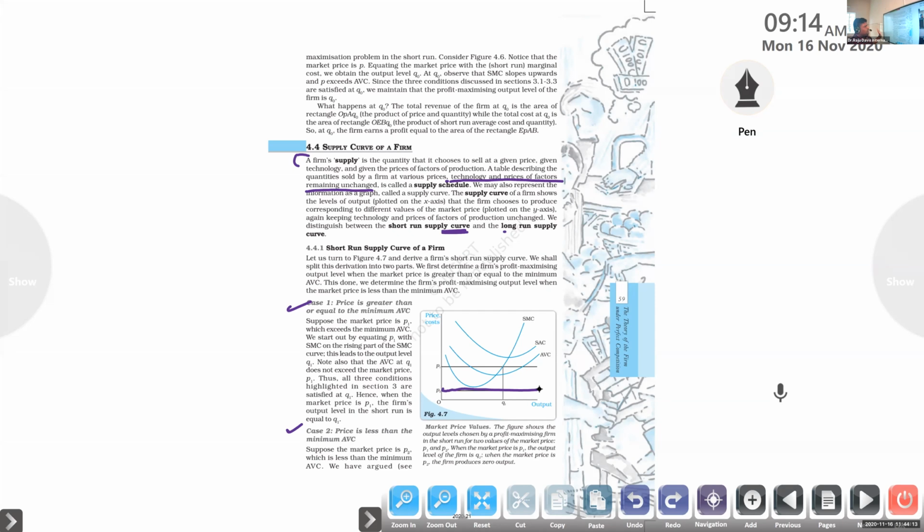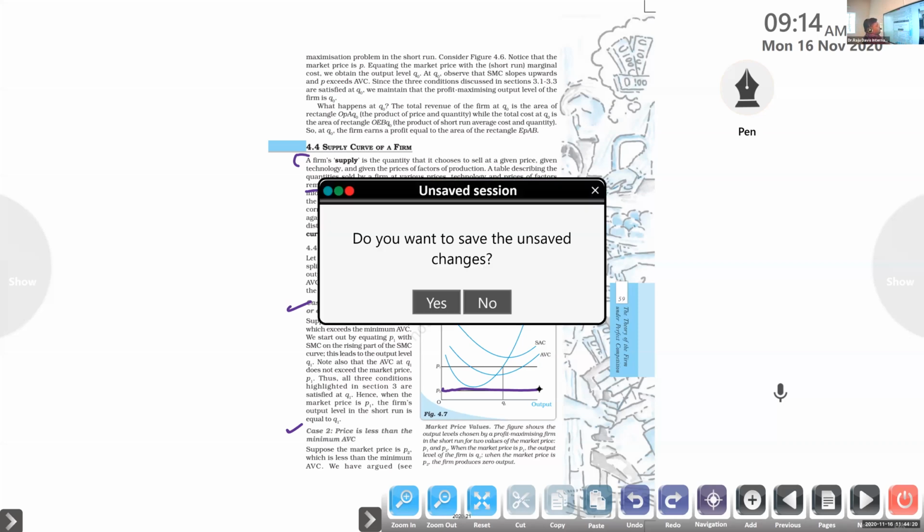Clear or not? Okay, so we will continue in the next class, guys. One more time, just read the text properly and understand the things there. Okay, next class.